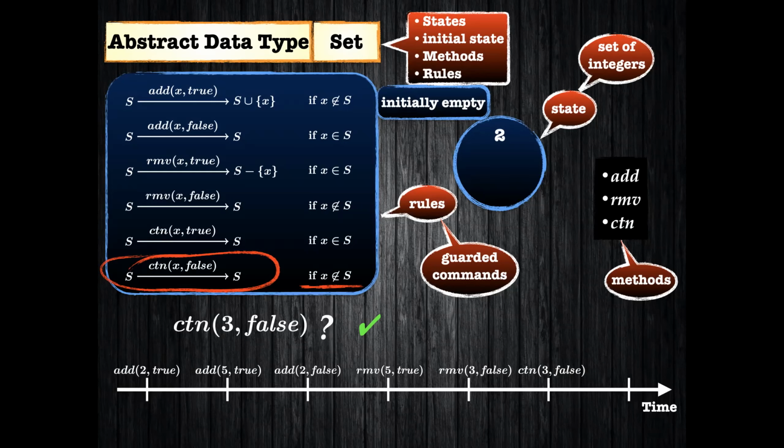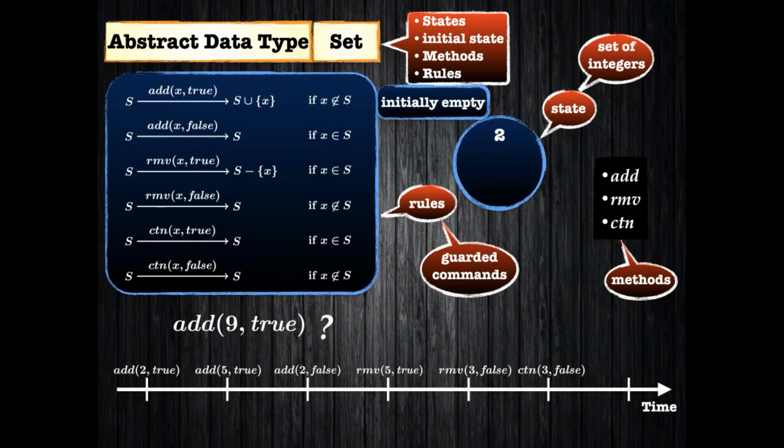So I add it. You see here, I started from the initial state, which was an empty set, and then I added operations one after one. I applied the rules in some sequence, provided that at the current state, the rule was enabled, and therefore I could add the given operation to the generated trace. So finally, add 9 true. Is this enabled? Yes, because 9 is not a member of the set, and you can add it. So this is one trace of a set.